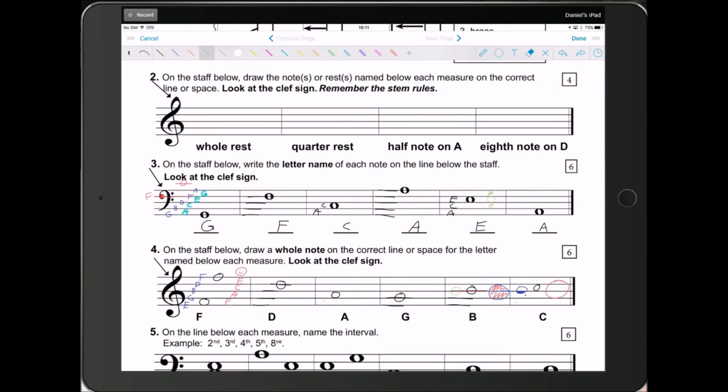Okay, that was question 3 and 4 on the 4th grade theory test. I hope this helps. I will be doing questions 5 and 6 in the next video, and I will see you there. Keep practicing.